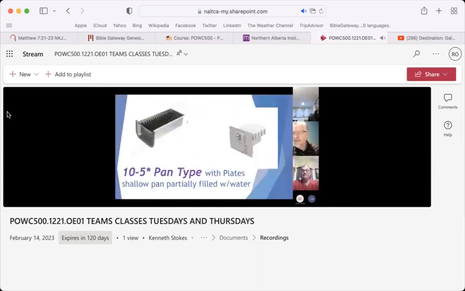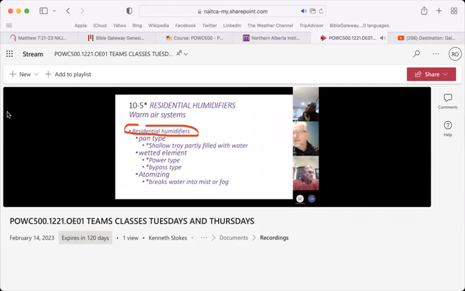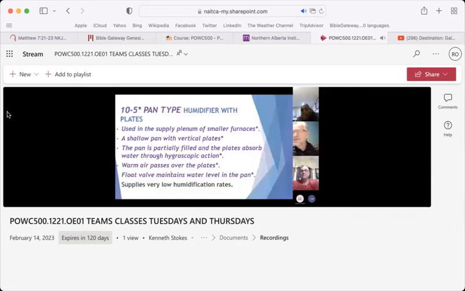Residential humidifiers. So basic, back in the day, we had a pan sticking into the duct in the warm air type system. It had some plates that absorb moisture. And when the airflow moved through the ducting, it went through between these plates and picked up some moisture. It's a shallow pan that's partially filled with water. There's a valve here that admits water to fill this pan a little bit to get some humidity happening. So that's a shallow tray partially filled with water. We'll also look at the wetted element, and then we'll look at atomizing, and we'll look at some other commercial types.